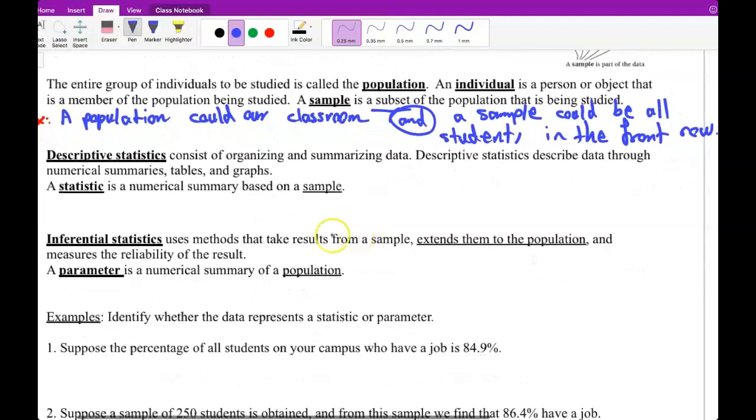Okay, the next part is descriptive statistics. This consists of organizing and summarizing data. So here again, we're going to organize and summarize our data or information, and that describes data through numerical summaries.